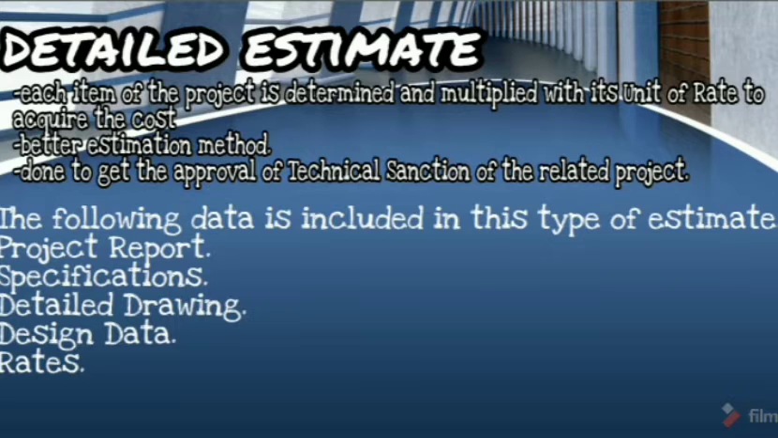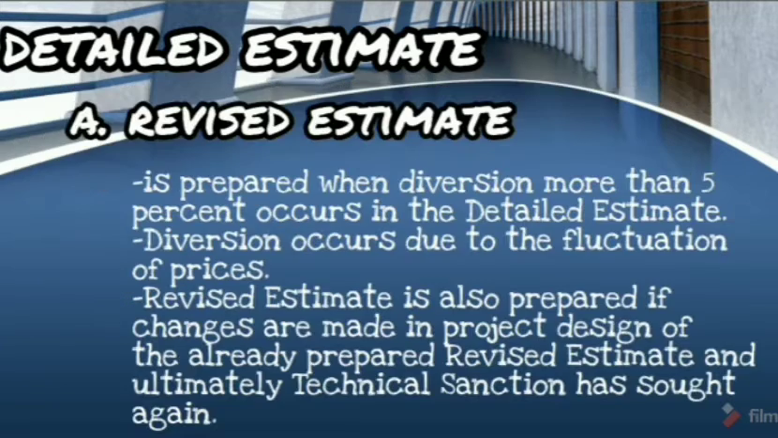Ang detailed estimate ay hindi lang ginagawa para sa mga proposed project pa lang. Pwede kasing gumawa pa rin ng detailed estimate kapag may mga konting changes sa ongoing construction. May tinatawag tayong revised estimate. This is prepared when diversion more than 5% occurs in the detailed estimate. Nangyayari ang diversion due to the fluctuation of prices.